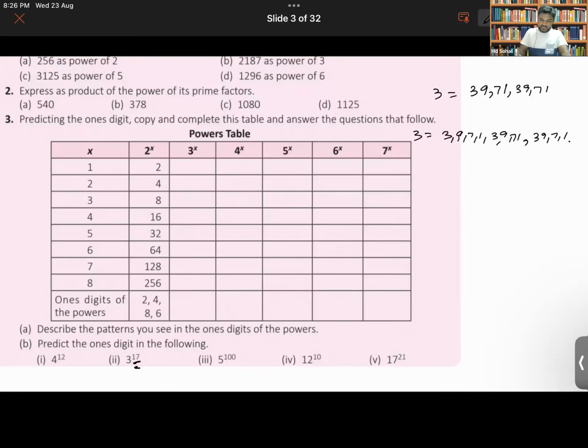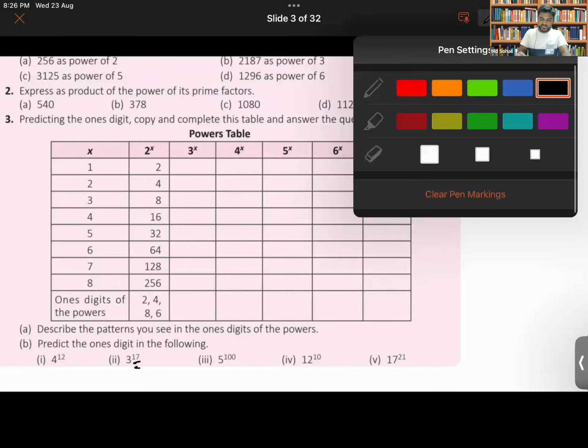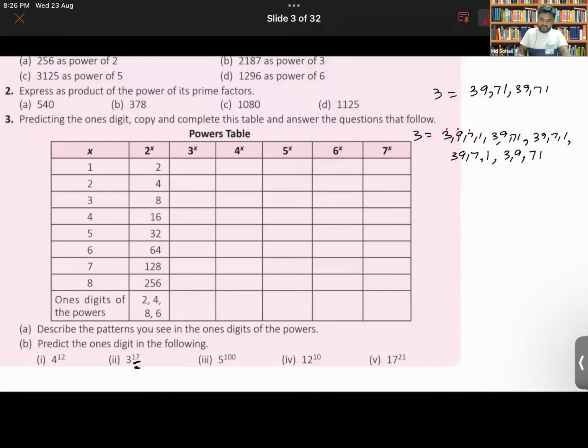Okay. So write some more 3971. I hope you have got enough. Now start counting from here. 1, 2, 3, 4, 5, 6, 7, 8, 9, 10, 11, 12, 13, 14, 15, 16, 17. Right now. So 3 raised to the power 17 will give you a value in which the unit digit is going to be 3. Three. Right? So likewise, you can solve it.